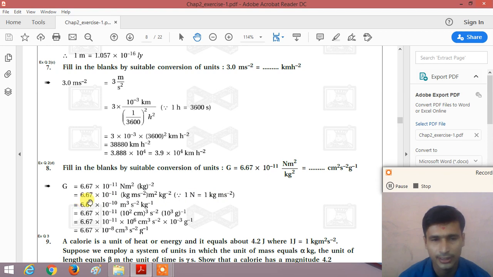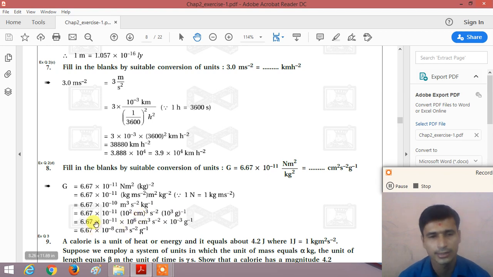So we get 6.67 into 10 raised to minus 11 kilogram meter second raised to minus 2 meter square and kg raised to minus 2. Here we get kg into kg raised to minus 2, which is kg raised to minus 1. Meter into meter square gives meter cube, and second raised to minus 2. So we get 6.67 into 10 raised to minus 11 meter cube, second raised to minus 2 and kg raised to minus 1. Now convert meter into centimeter and kg into gram.